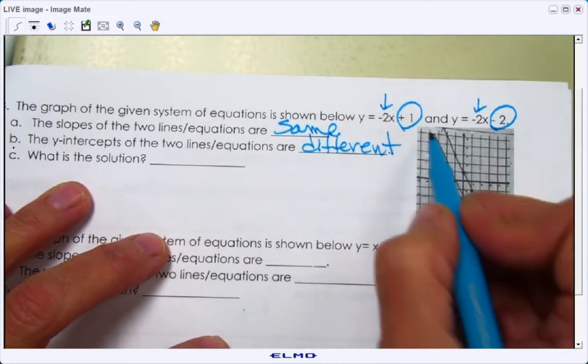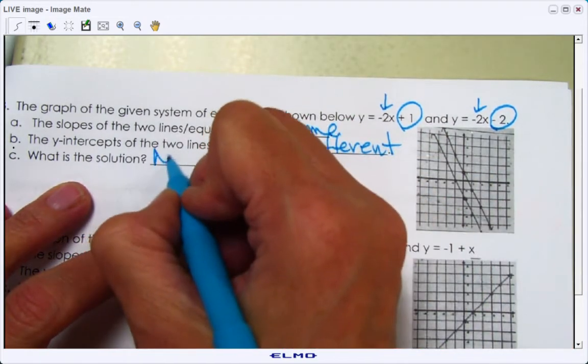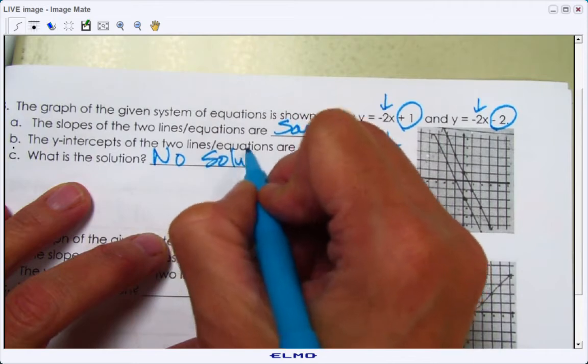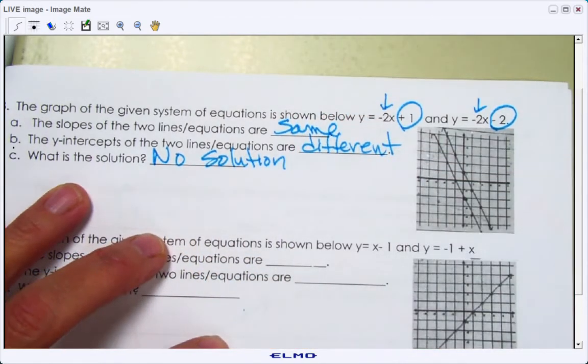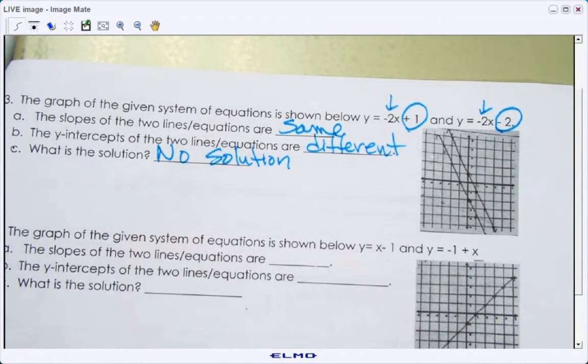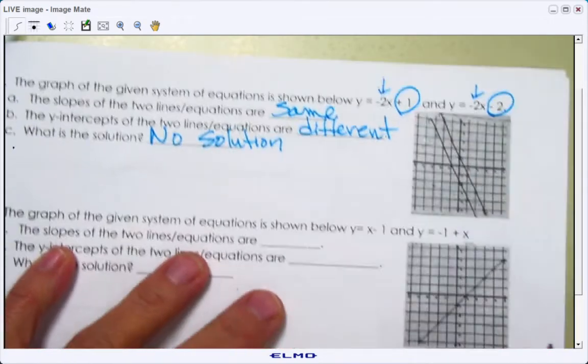What's the solution? Did they ever run into each other? So the answer is no solution. It is not the word none. It is not the word no. It is no solution.